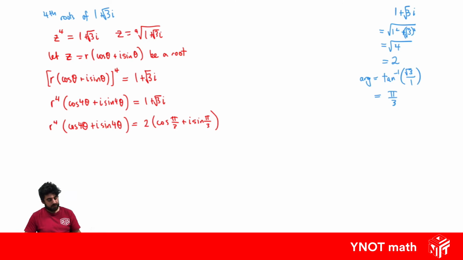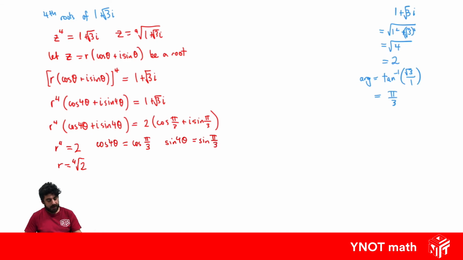So now we can equate our modulus on both sides. So this must mean that r to the 4 equals 2. So r is the 4th root of 2. And we have cos 4 theta must equal cos pi on 3. And we also have sine 4 theta equaling sine pi on 3.